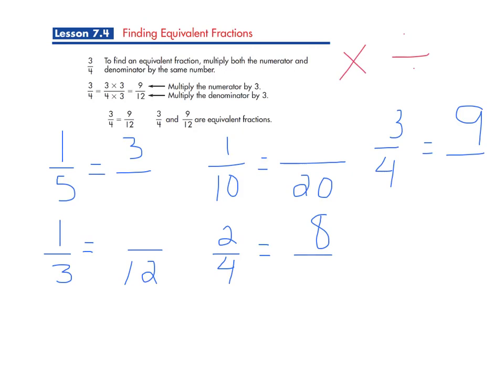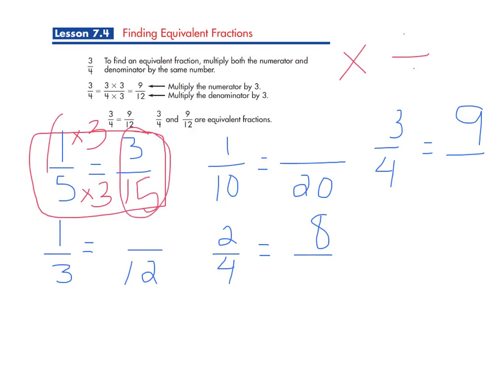So what could I do to the 1 to get to the 3? Well, it's getting bigger, so I'm probably multiplying, and I can multiply by 3. Whatever I do to the top, I also have to do to the bottom. So I'm going to times 3 on the bottom. 5 times 3 is 15. I've now created an equivalent fraction. 1/5 is equivalent to 3/15.